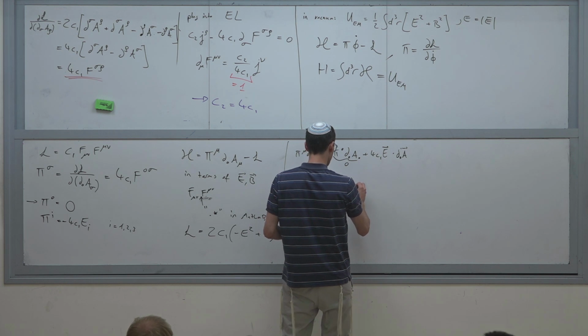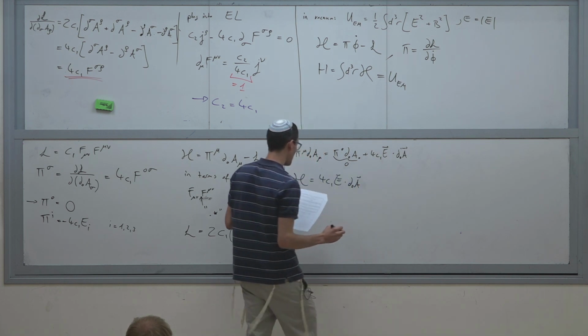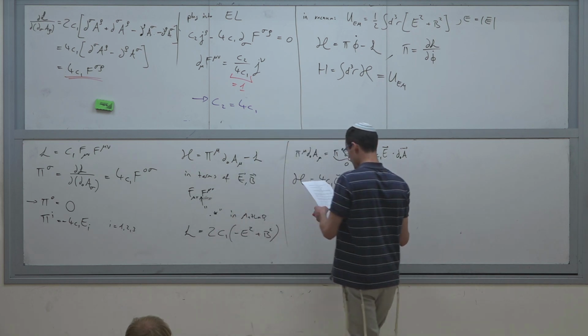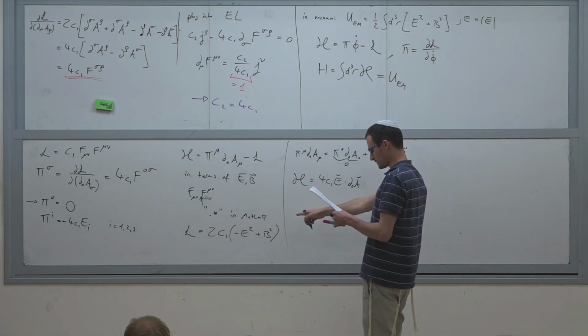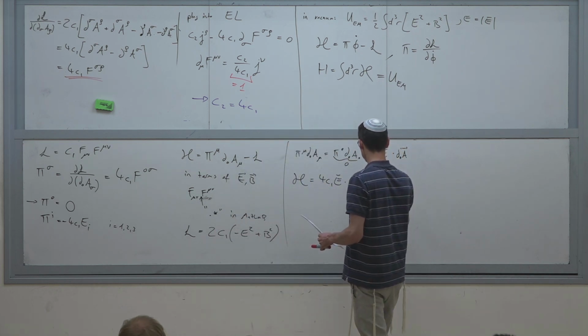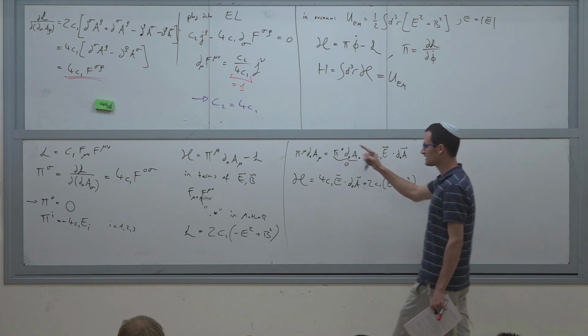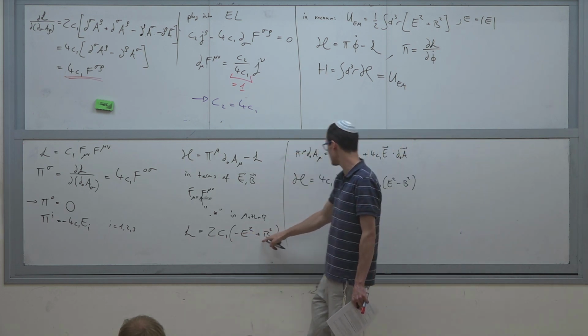So times ∂_0 A. And then there's the Hamiltonian, which is plus 2c1 (E squared minus B squared). It's minus the Lagrangian, so there's a plus and then a minus.